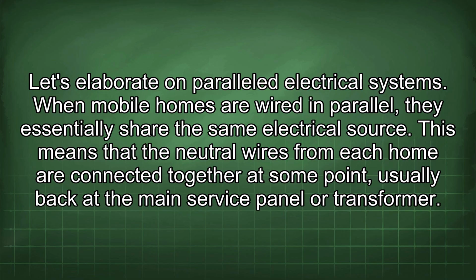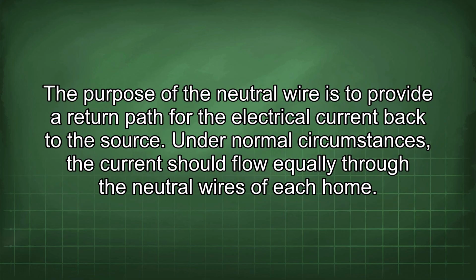Let's elaborate on paralleled electrical systems. When mobile homes are wired in parallel, they essentially share the same electrical source. This means that the neutral wires from each home are connected together at some point, usually back at the main service panel or transformer. The purpose of the neutral wire is to provide a return path for the electrical current back to the source. Under normal circumstances, the current should flow equally through the neutral wires of each home.